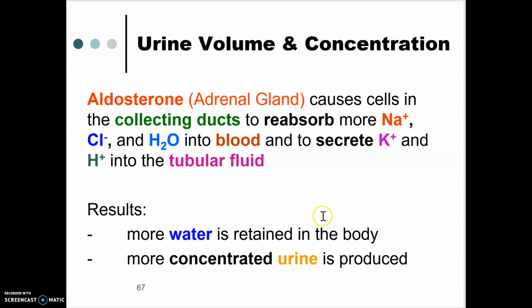Another thing that aldosterone does is it secretes potassium ions and hydrogen ions into the tubular fluid. So as a result of saving the sodium and the chloride and the water, we'll lose some potassium and hydrogen ions to the tubular fluid. As a result, they'll be lost through the urine. So if aldosterone is present, we'll see more water retained in the body, and that'll result in a concentrated urine with a smaller volume.